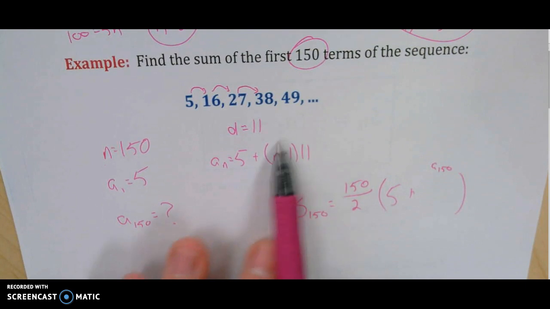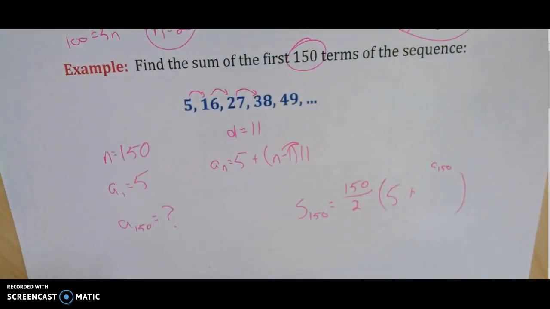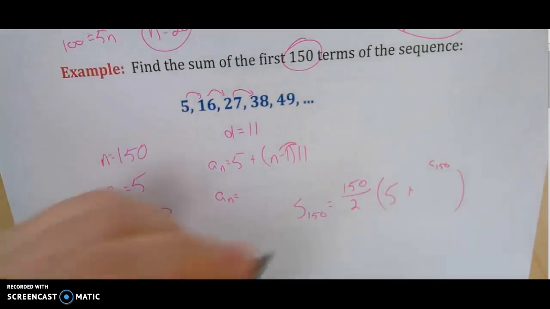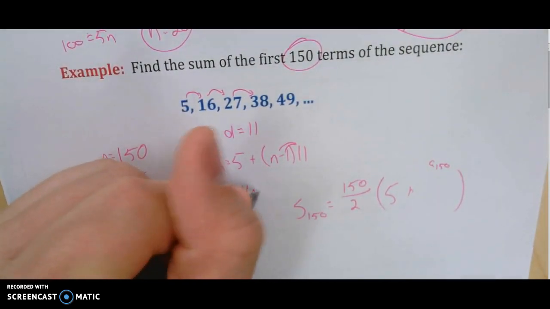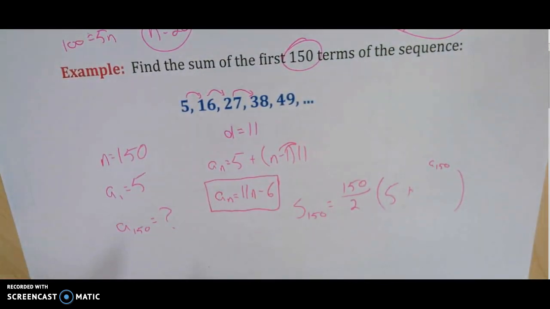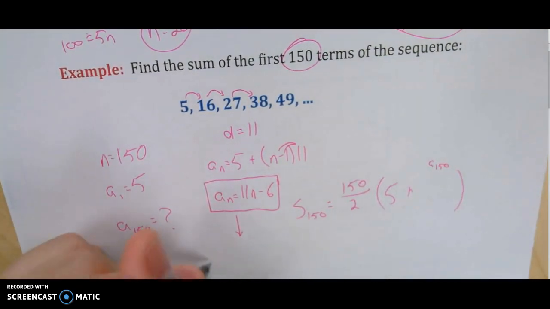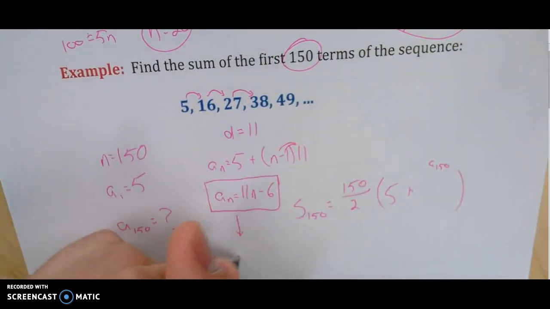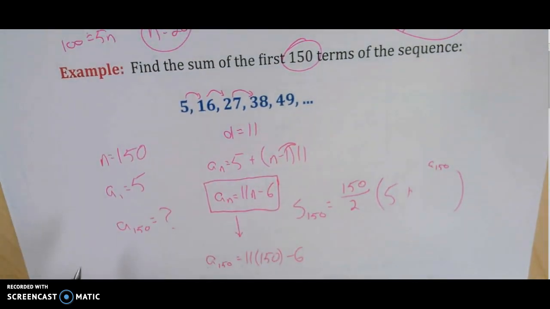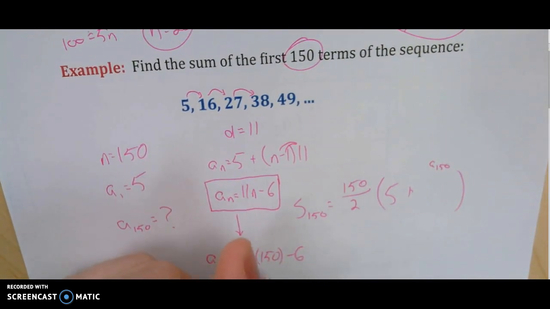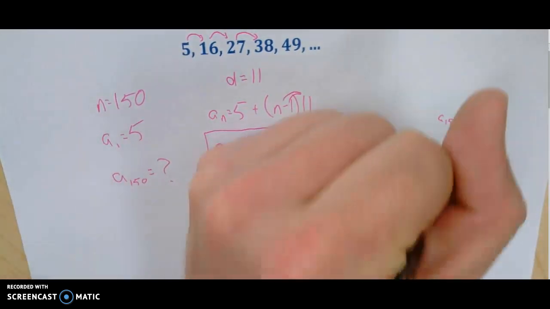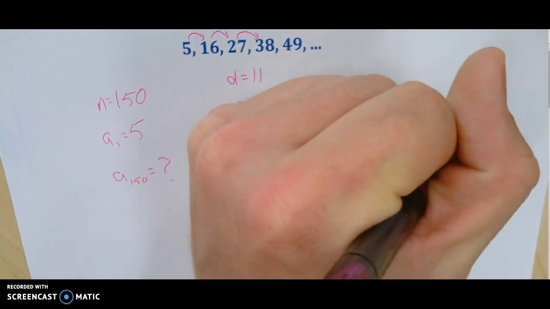and my common difference was 11, I can plug everything I know into the arithmetic explicit formula. If I distributed the 11 into the n minus 1, I'm going to get the explicit formula of a sub n equals 11n minus 6. And again, that's just from distribution and combining like terms. So then to plug in 150, if I want the 150th term, that would just be 11 times 150 minus 6. And if we do that, we would get 1,644. So that is the value that we're plugging into here, 1,644.